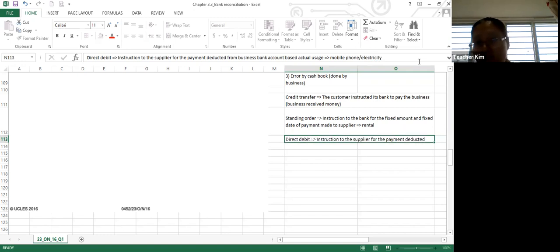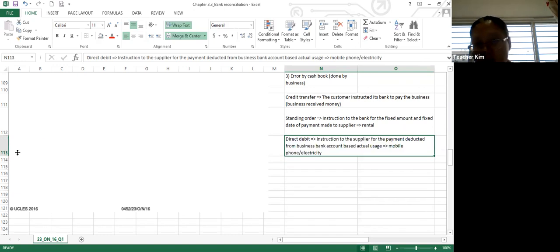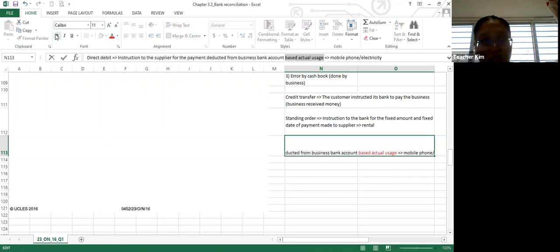So long as the mobile phone company, Digi or Maxis, gets the bill out, they will inform you through a message. Then a few days later, you will receive another message saying that this amount has been paid, and you go and check your bank account, it will deduct according to the usage.